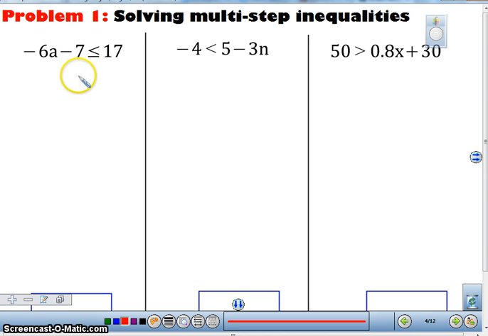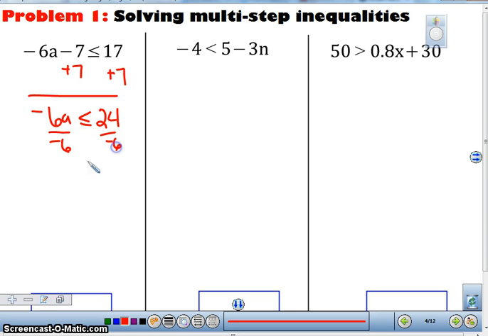So I would like you right now to pause the video, and we're going to solve these. I'll do the first one here. We're going to add 7 to both sides. Addition property of inequality. Negative 6a is less or equal to 24. We're dividing both sides by negative 6. Because we're dividing by a negative, we switch, so this has to change from less or equal to greater. It is negative 4 and a.